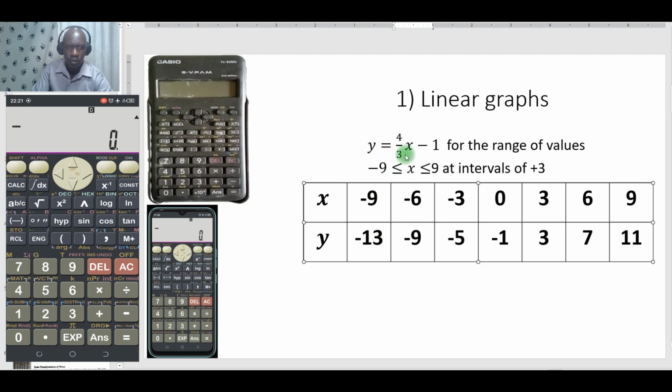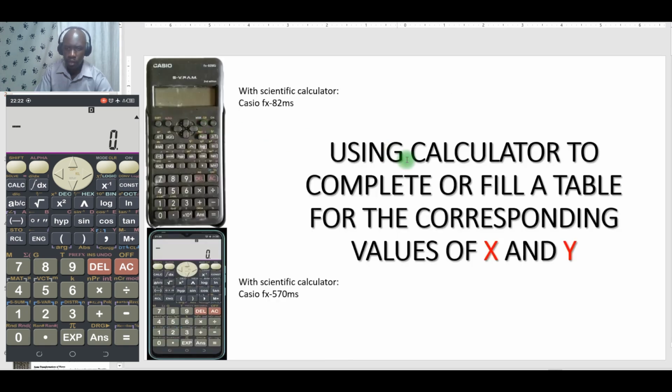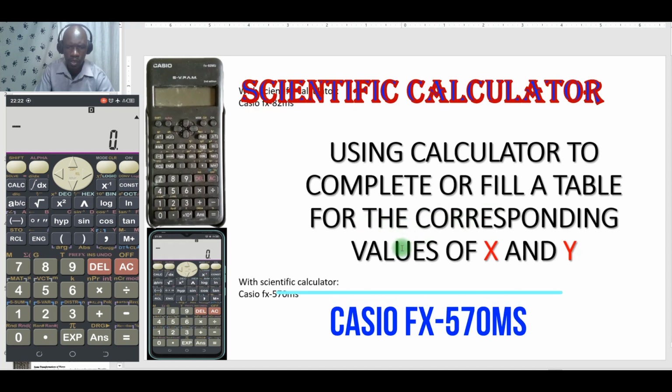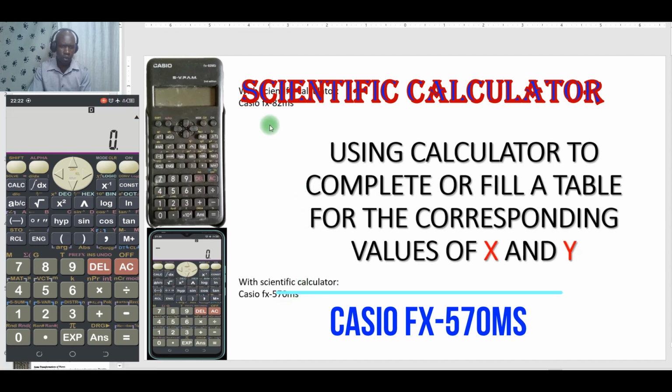Today, we are going to look at how to use a calculator to complete or fill a table for the corresponding values of x and y. In this case, we are going to use the scientific calculator, that is Casio FX 570 MS, and also I'll be able to illustrate with the Casio FX 82 MS. So in this case, I have the scientific calculator, that is FX 570 MS.